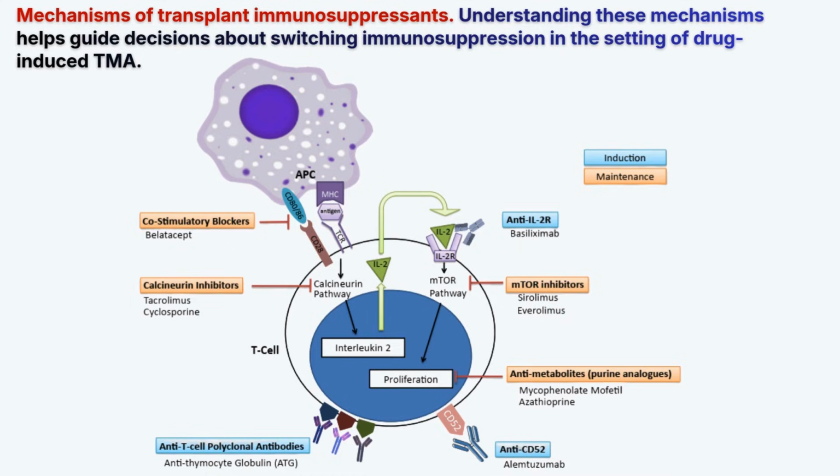So when managing drug-induced TMA, the goal is not simply to stop a medication, but to rebuild immunosuppression in a way that protects the graft while removing endothelial stress. And this diagram explains exactly how we do that.